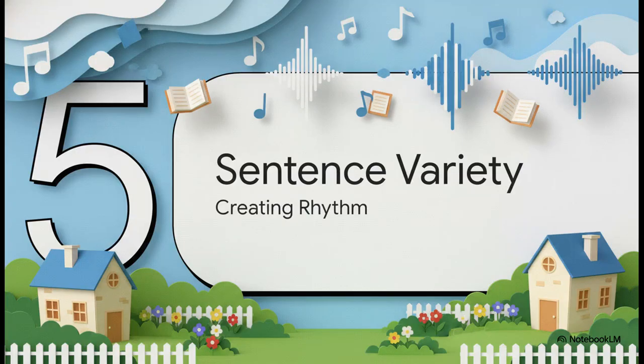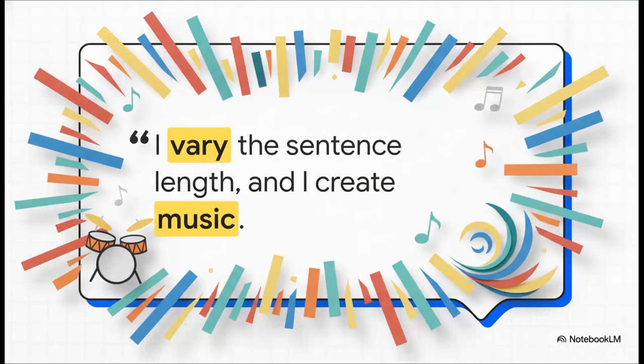All right, Section 5, creating sentence variety. Our house is built, the interior is decorated. Now let's go landscape the yard and talk about the rhythm, or the music, of your writing. Consider this brilliant piece of advice from author Gary Provost. He wrote this example to show exactly what we're talking about.